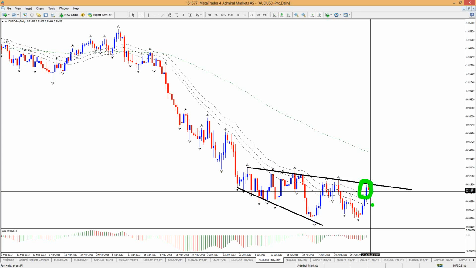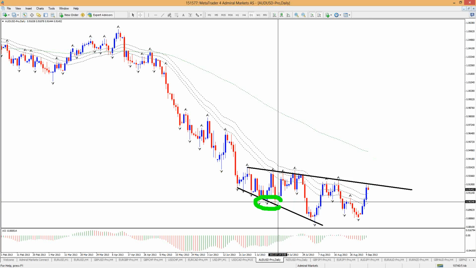Well, that might signal, plus the fact that we do have divergence. You know that I'm never a reversal trader. But the AUD, who knows, maybe we could make a bigger reversal back to the long-term moving average at 95.